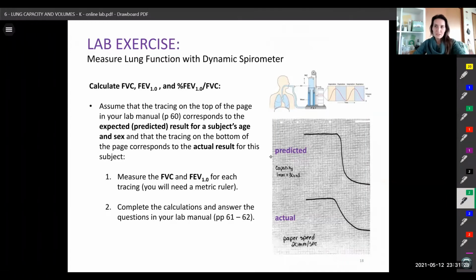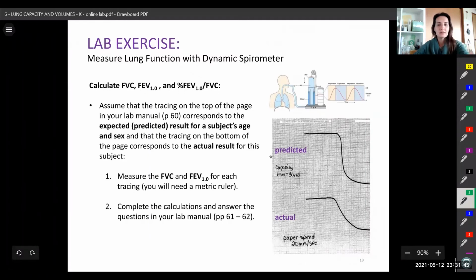So what you were asked to do then as part of the tutorial is look at that page 60 that had the graph paper on it and calculate on that paper the FVC, the FEV1, and then get the ratio between them to get the percentage. And what we're going to do is we're going to use the top one here as the example that is the predicted values here for FVC, FEV1, and the ratio. And then the one on the bottom is going to represent the actual values for the patient.